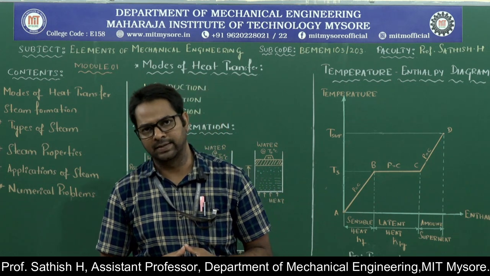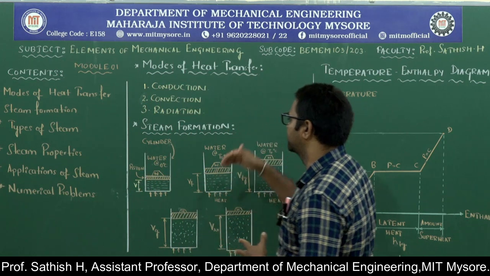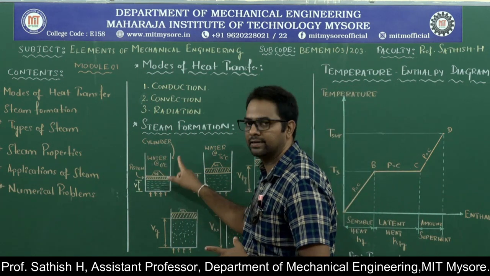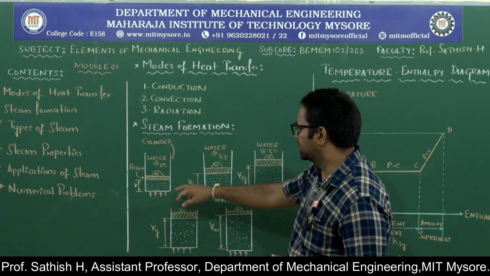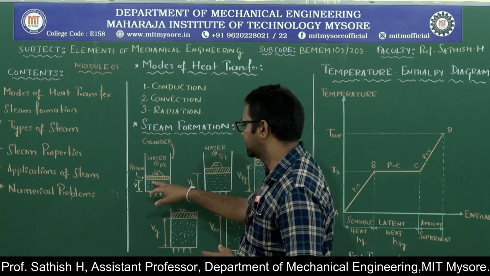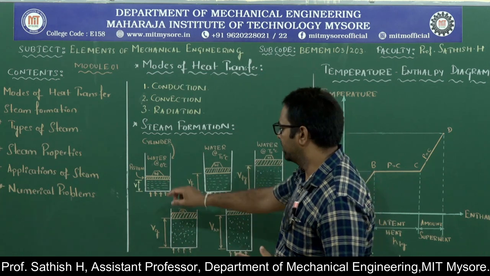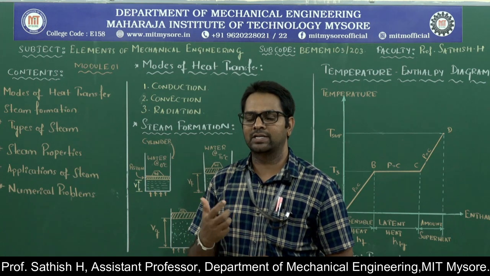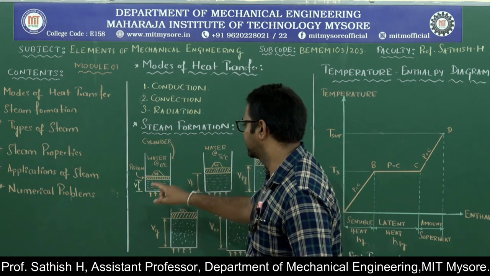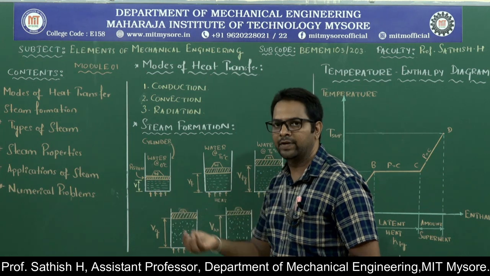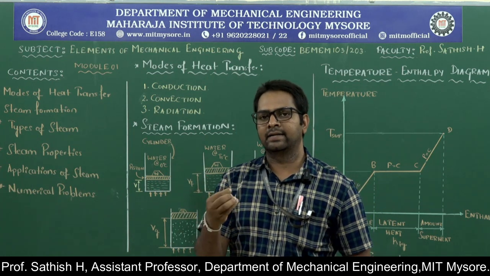So with the help of a steam generation experiment, let us try to understand all these different properties of the steam. In the case of steam generation, we have taken a cylinder. We have taken 1 kg of water inside this cylinder, and above the water we have a movable, frictionless piston, and we have applied a certain weight.